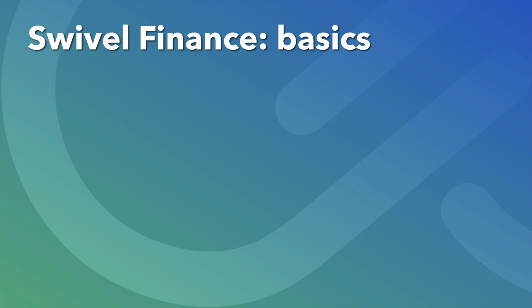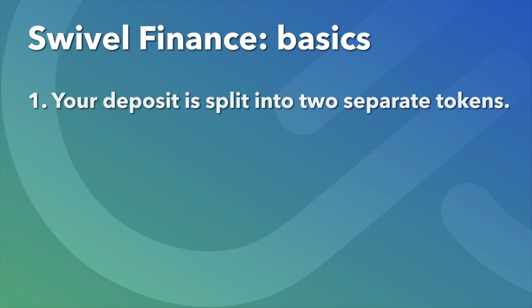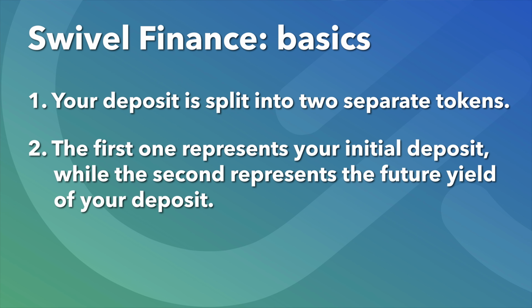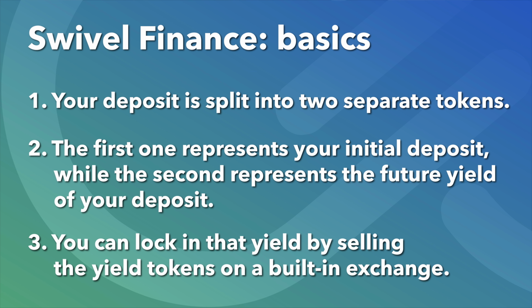Well, in more simple terms, it means that you can deposit an asset for a fixed rate interest and trade the yield generated by that asset. It is possible because your deposit is split into two separate tokens. One represents your initial deposit, while the second represents the future yield of that deposit. Yield tokens are unlocked right from the moment of depositing an interest-bearing asset into the protocol, and you can immediately sell them to lock in the fixed yield.